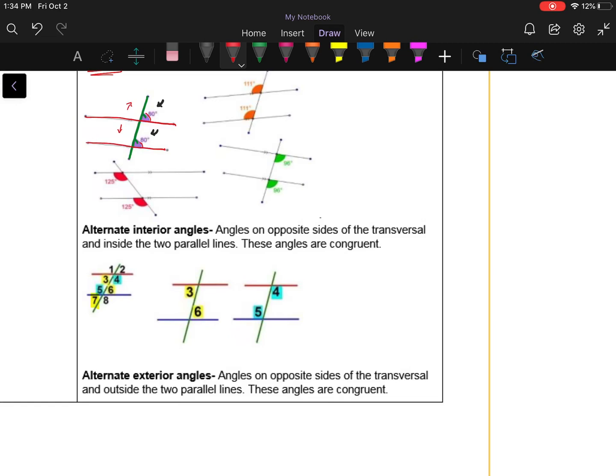Now we're going to look at another rule, which is a review again. We're looking at alternate interior angles. The word alternate is referring to the transversal line. So they're alternating, or flipping, across the transversal line. The definition is they're on opposite sides of the transversal and inside, so interior is your clue for inside, the two parallel lines. So they're alternating and they're interior. Angles 3 and 6 are alternate interiors, and angles 4 and 5 are alternate interiors.